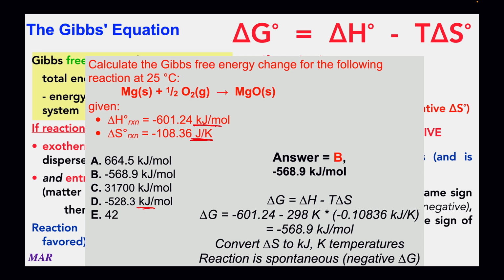This is a negative delta G, so that means it's spontaneous. That reaction is going to occur. Pretty cool. So magnesium will react with oxygen to make magnesium oxide. We know that because delta G is negative. It's spontaneous. It's going to happen.